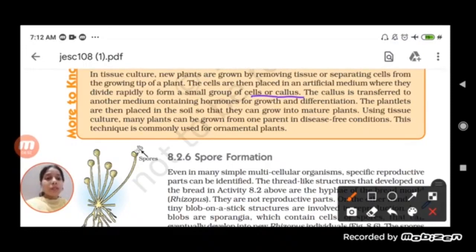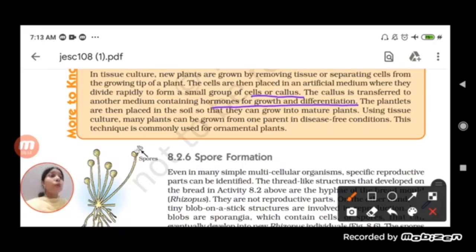That medium consists of hormones for growth and differentiation. Afterwards, students, we will keep this group of cells, this callus, in one medium. We will provide a sufficient amount of nutrients and hormones to it, where proper growth and differentiation take place.